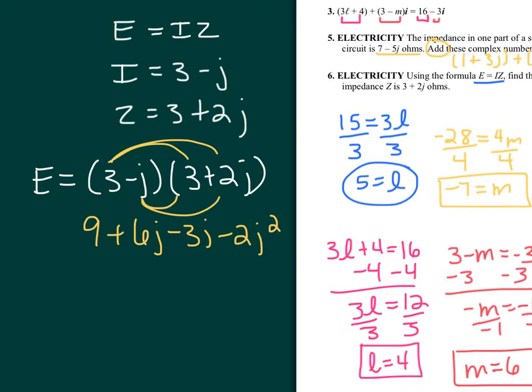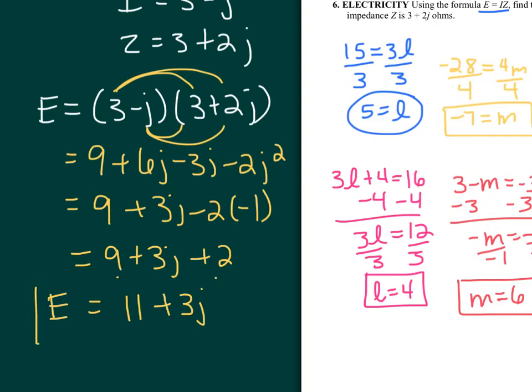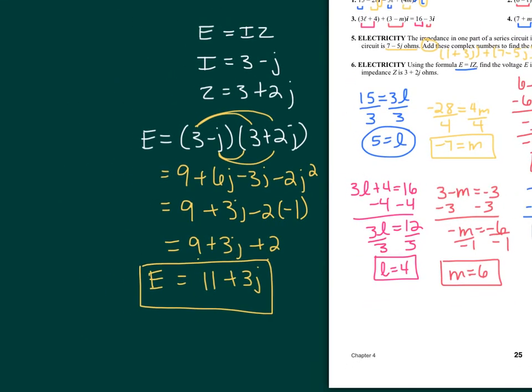And again, they use j instead of i, so we're really just talking about i here. Combine like terms would be 9 plus 3j, and then we have to change j squared to negative 1. So negative 2 times negative 1 is adding 2, and then you combine like terms here, so it'd be 11 plus 3j. That is your voltage. And that is the last problem for the quiz review.